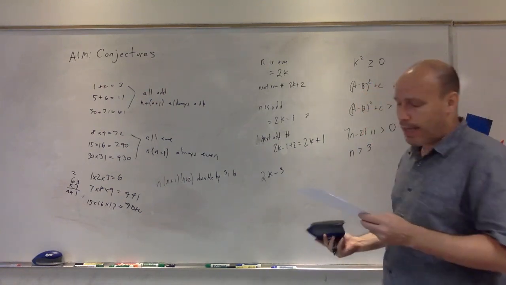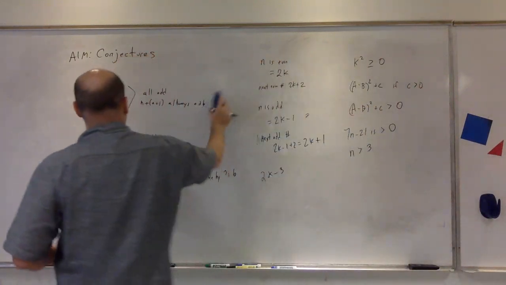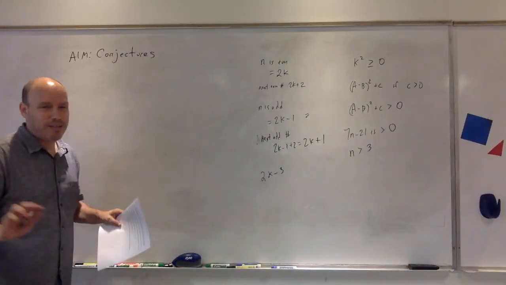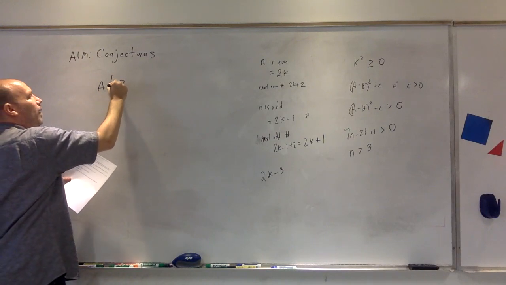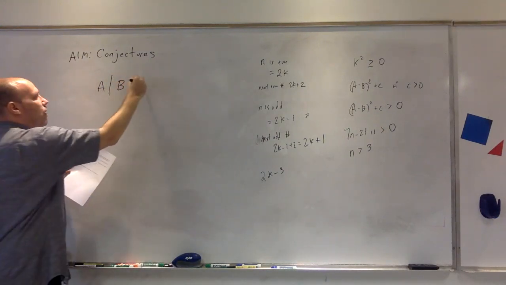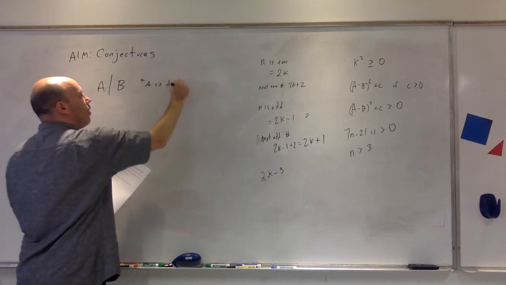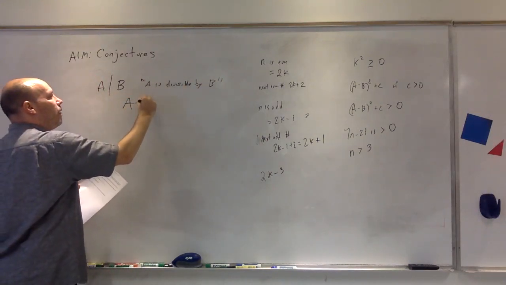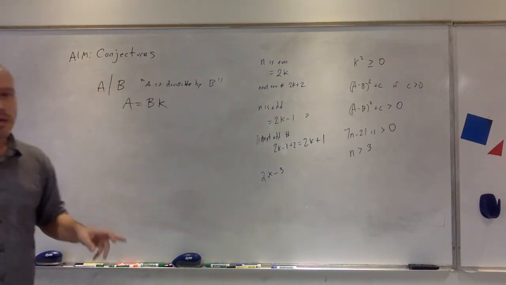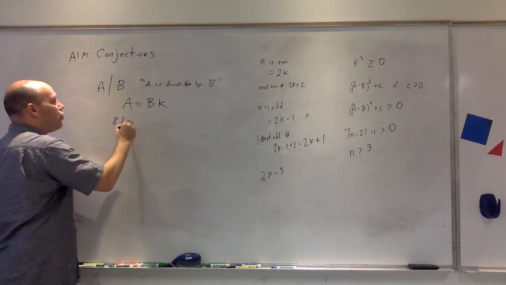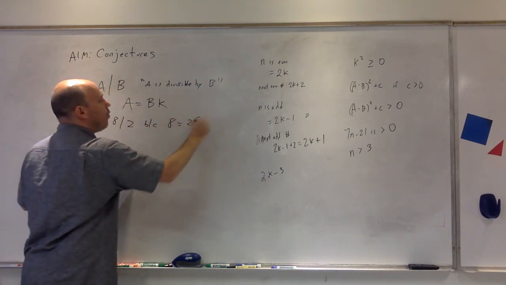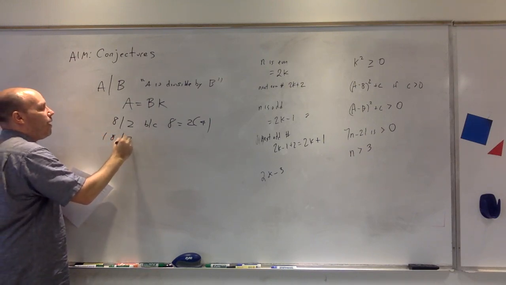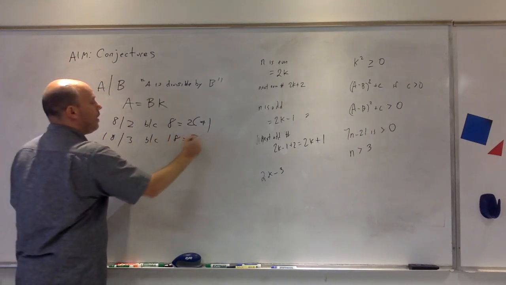What does it mean when one says that A is divisible by B? And you're saying, what do we need to know these for? Well, you're going to see. So what does it mean? A is divisible by B. That's the notation for A is divisible by B. And it means basically that A is equal to some B times k. So we say that 8 is divisible by 2 because 8 is equal to 2 times 4. Or we say that, I don't know, 18 is divisible by 3 because 18 is equal to 3 times 6.